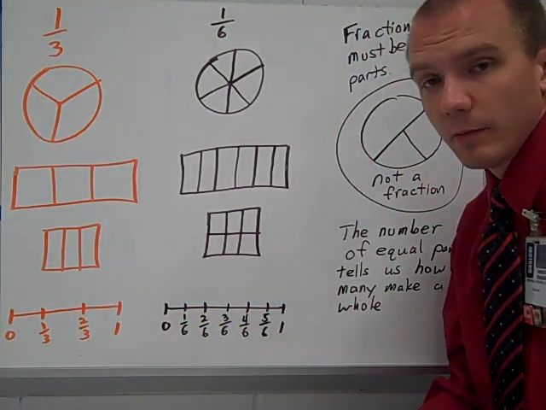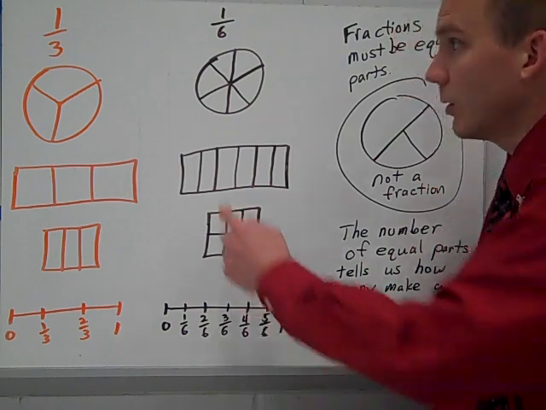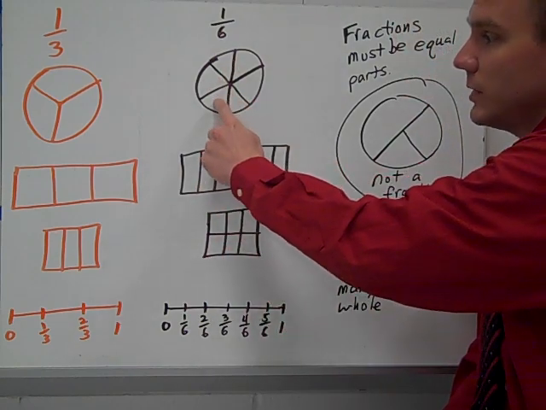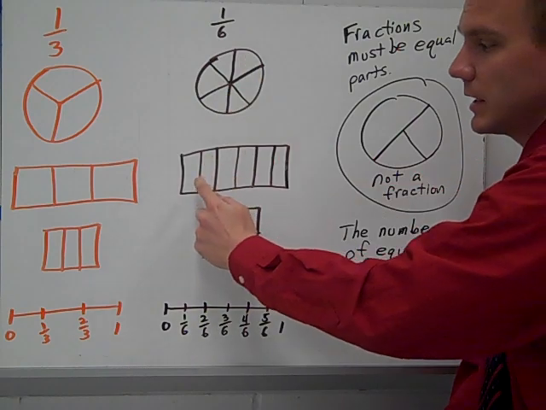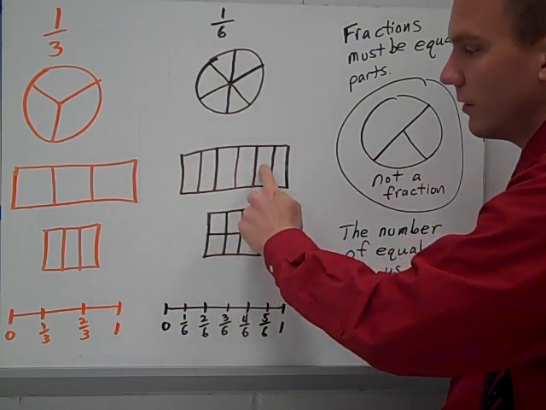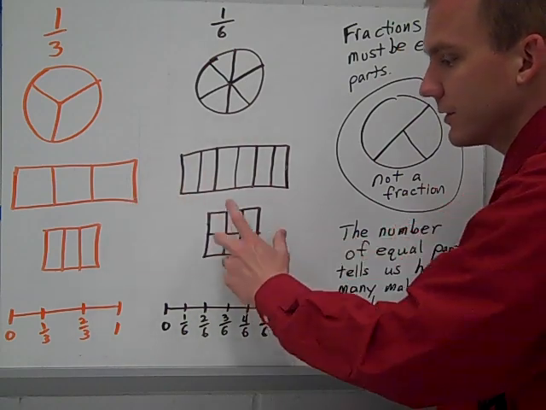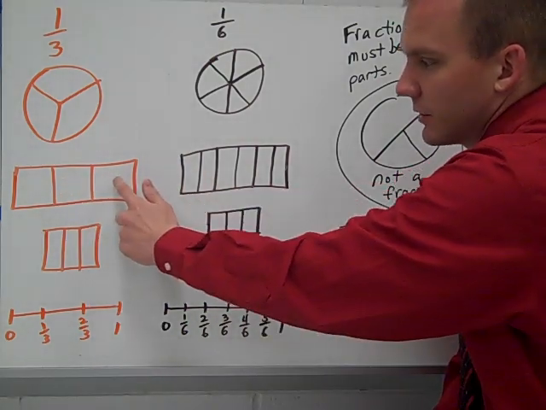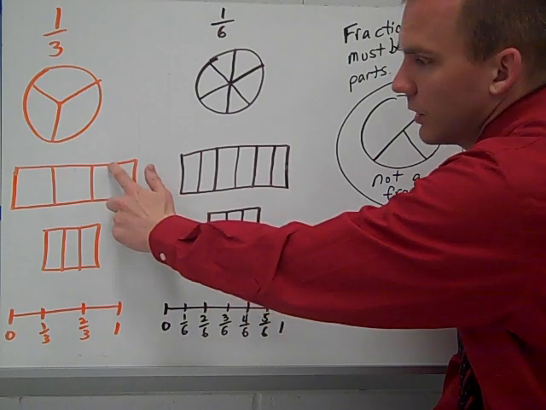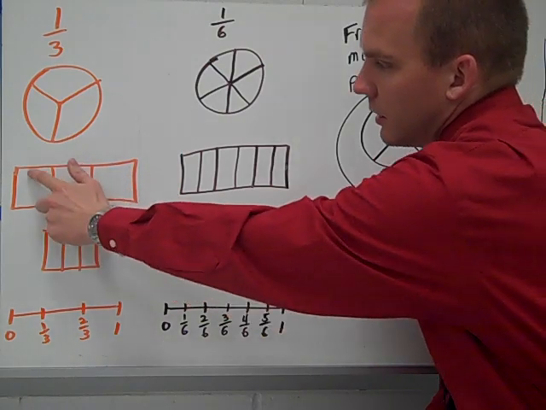With 6, your denominator is 6, so you have 6 equal parts. 1, 2, 3, 4, 5, 6. In the rectangle, 1, 2, 3, 4, 5, 6. And in the square, I want to kind of show you different ways you can go from thirds to sixths. Say I have these thirds here. All I did to make this one was I drew a line right in the middle of each third.